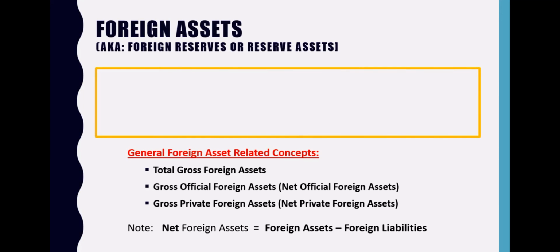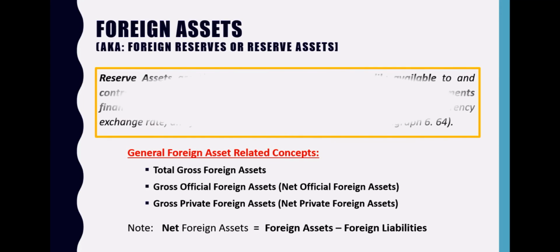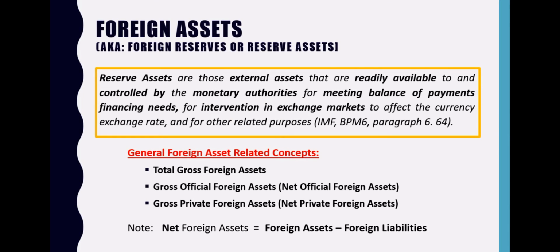So according to the International Monetary Fund, reserve assets are those external assets, i.e. foreign assets, that are readily available and controlled by the monetary authority for. Now, why does the monetary authority need to have these foreign assets or reserve assets? For meeting balance of payment financing needs. When there is a deficit in the balance of payment, to meet that requirement, to finance the deficit.